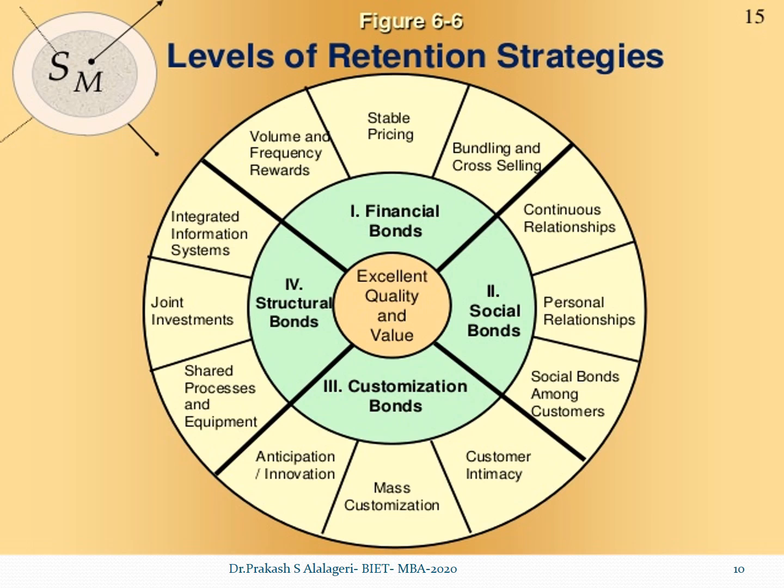Either I might give volume and frequency rewards for them, right? So you buy more and get more benefits, or you buy frequently and get more benefits, or I can give the stable pricing, or I can give the bundling and cross selling. These are all the things, right? Initially, because I need to attract the customers here. How can I attract? I can attract them with the financial bonds, basically, right?